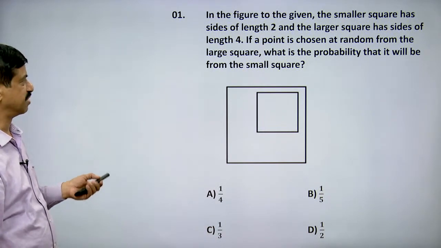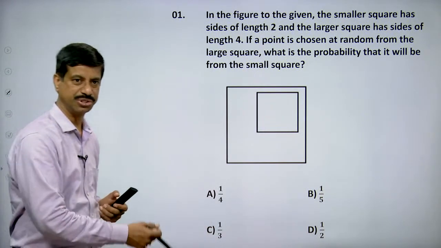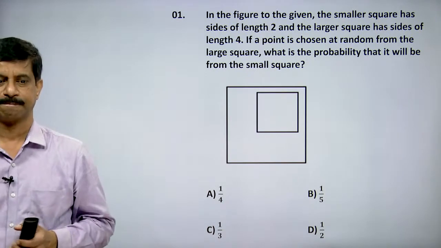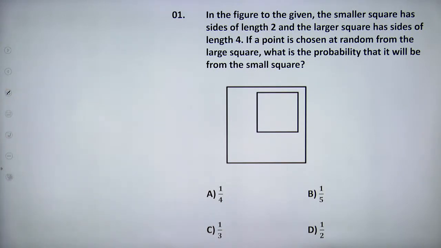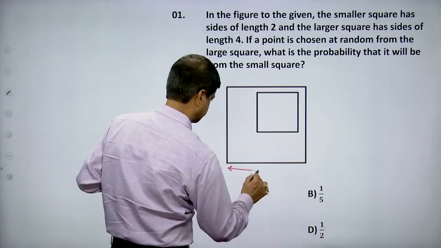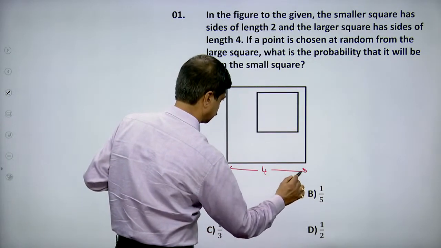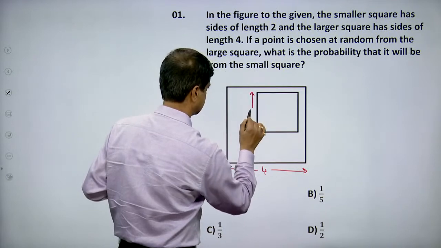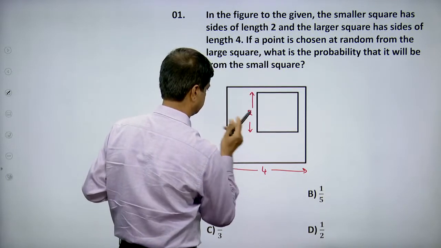Please note it fast. Question, then solution quickly. Children, this is given as 4 units and this is given as 2 units.